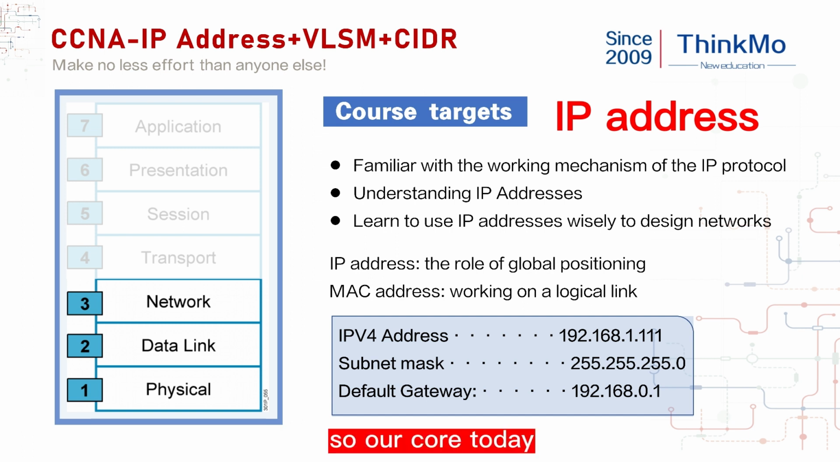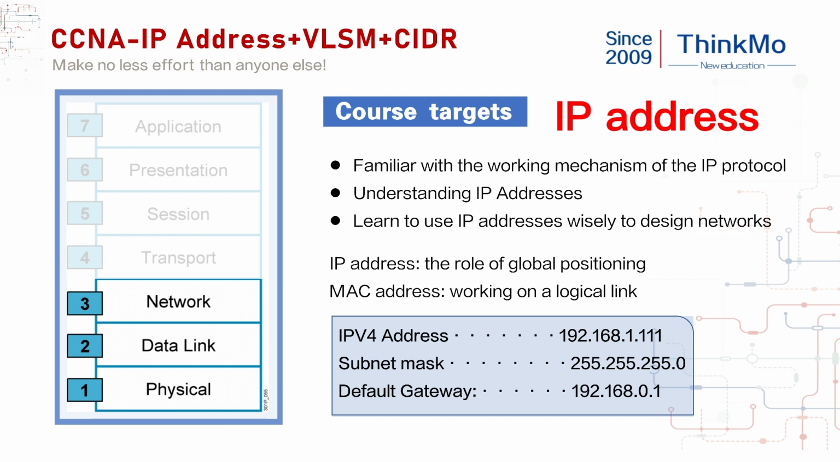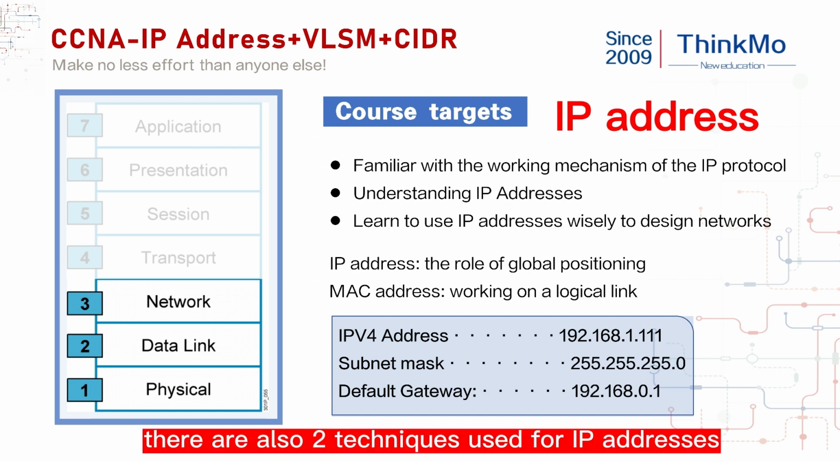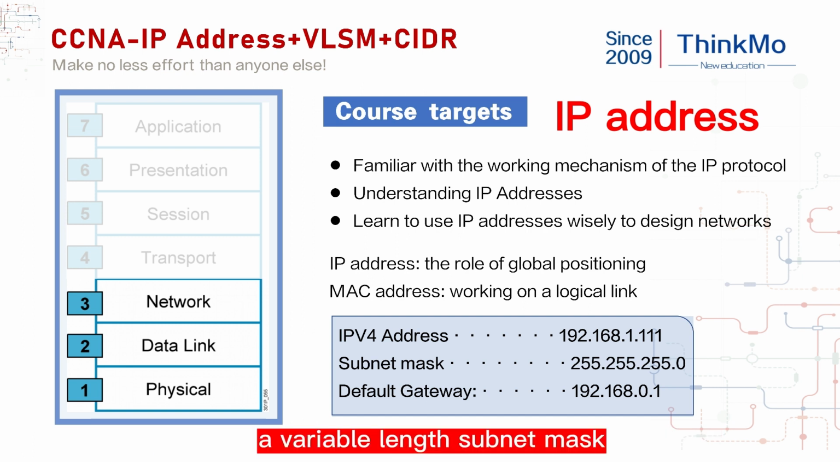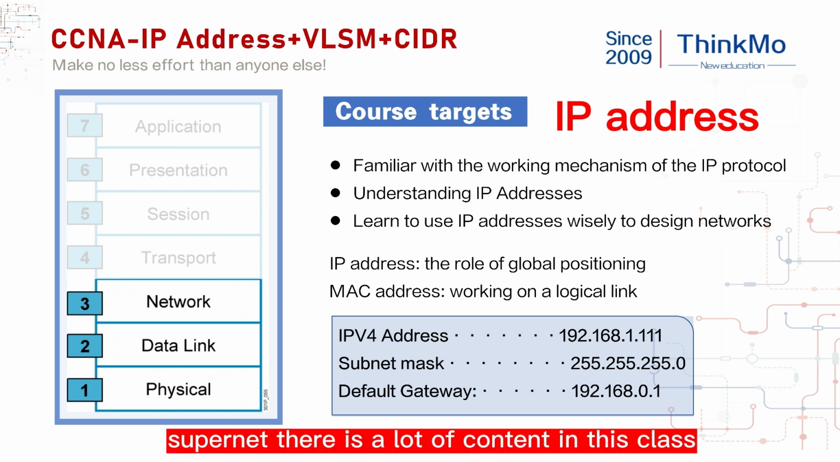So our core today is all about IP addresses. It actually has quite a lot of content. We're going to talk about the basic components of an IP address, including its classification, and some special IP addresses. There are also two techniques used for IP addresses: the variable length subnet mask, called VLSM, and supernet. There is a lot of content in this class, so I hope you will listen carefully. We are now officially starting class.